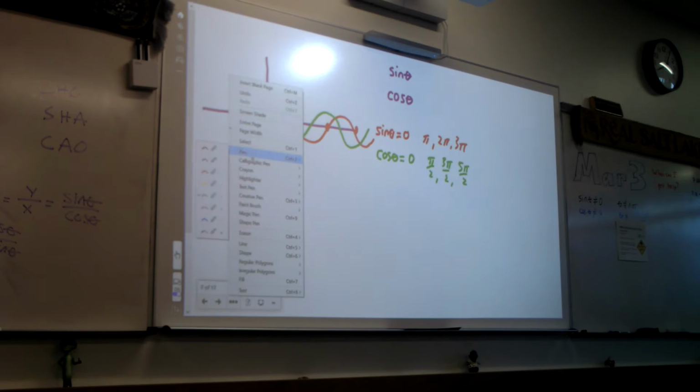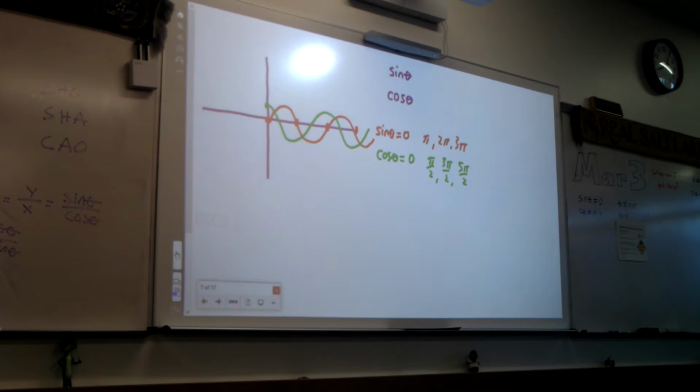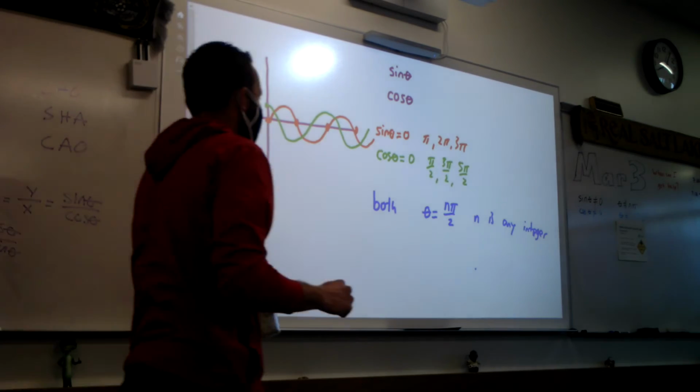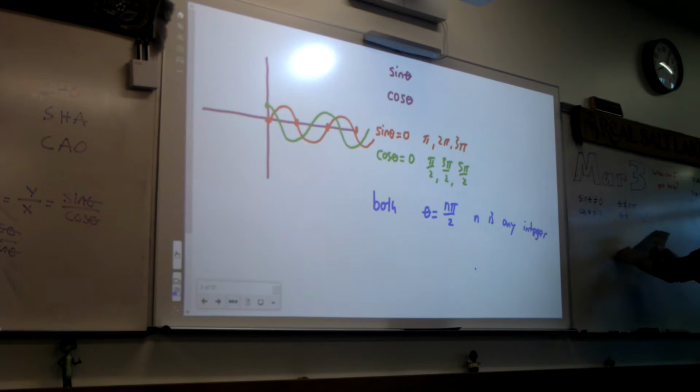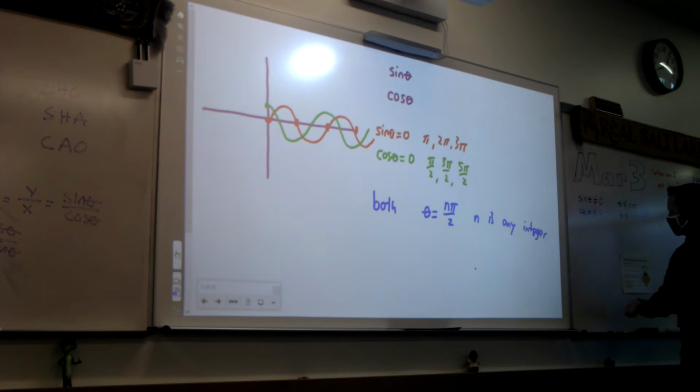So here's the trick that we're going to do. If we see both sine and cosine in the denominator, then we're going to say theta cannot equal n pi over 2, where n is any integer. And let's add that to our list. And then we can move on to something more exciting. So if we see both, we're going to say theta cannot equal n pi over 2. Okay.